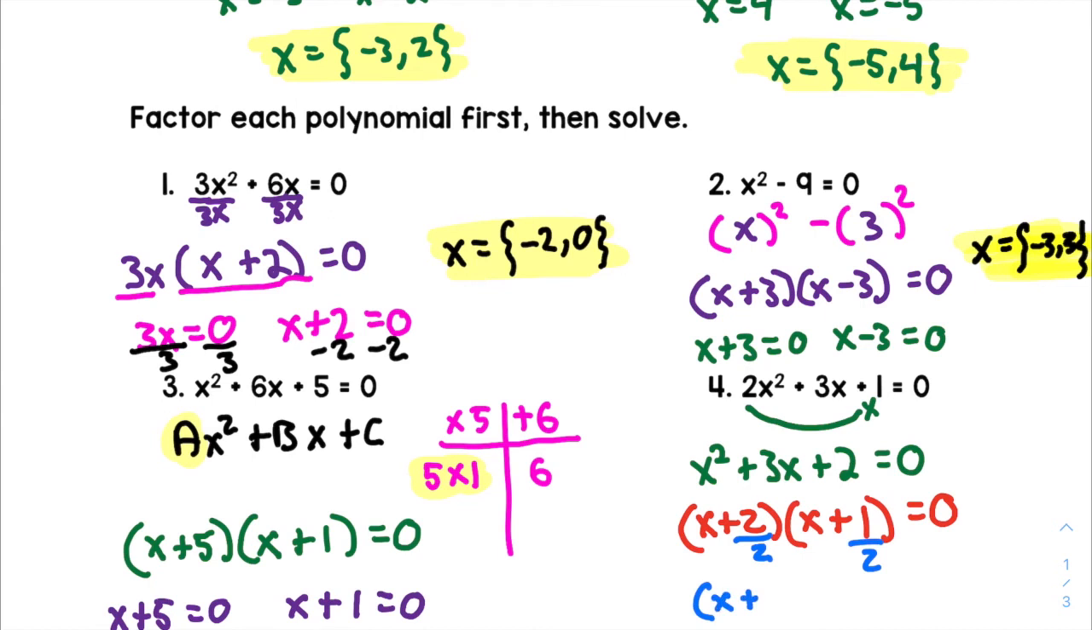For example, the first factor, 2 divided by 2, is 1. Therefore, we have x plus 1 times our second factor. We're left with the fraction 1/2. We're going to slide the denominator up to the front and get our second factor as 2x plus 1.